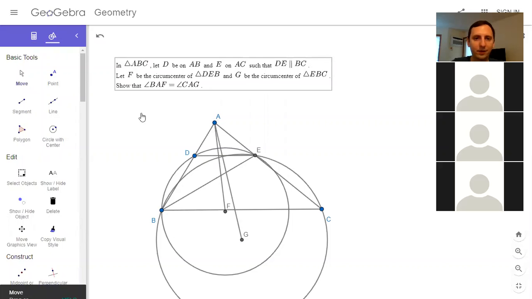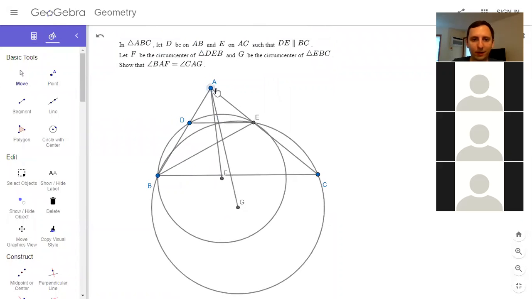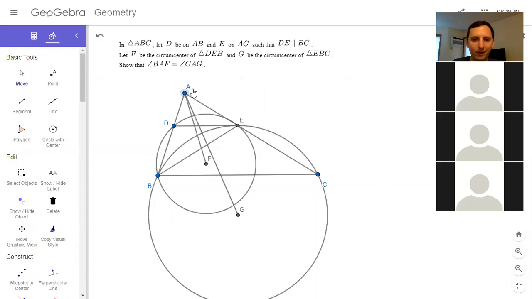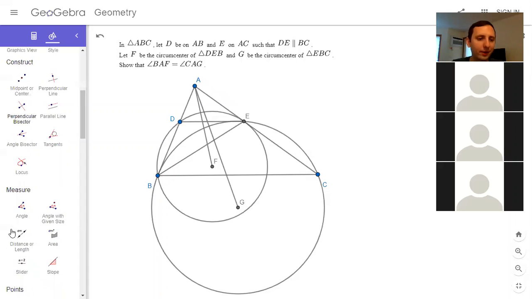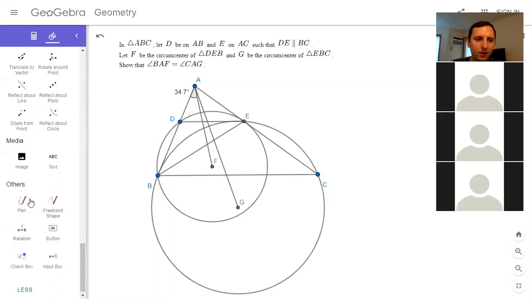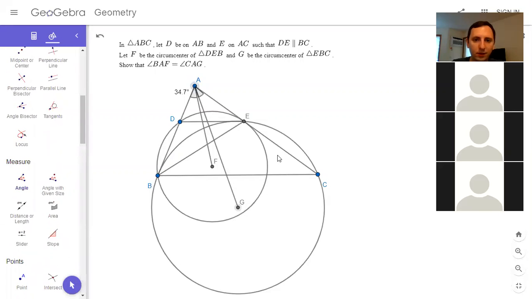All right. Let me try to make the figure look nice. That looks pretty good, I think, right? Let me check it's actually true. Yep.